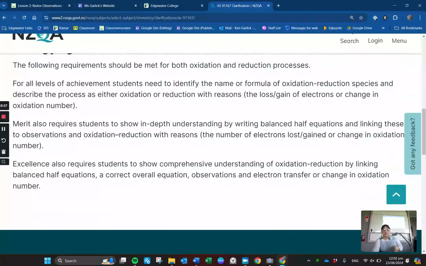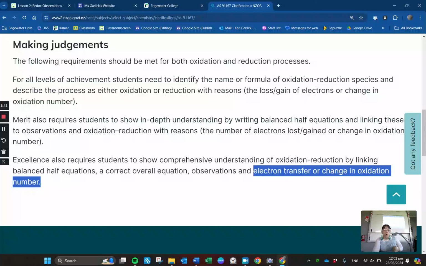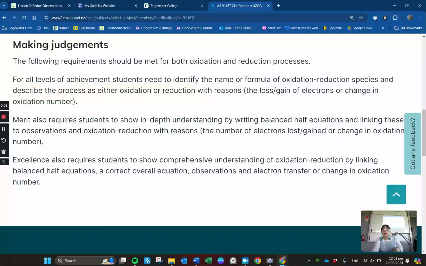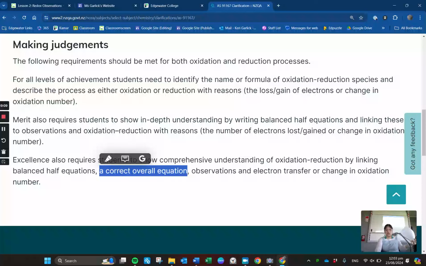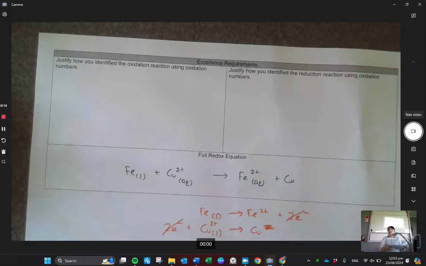For the excellence, you need to show a comprehensive understanding of redox by linking balanced half equations, a correct overall equation, observations, electron transfer, or oxidation number. So you don't actually have to do oxidation number in order to get excellence. If you've done this in the merit bit, you're fine. The only thing that's really different between the merit and the excellence is adding this balanced equation, which is what I showed here. So even if you don't do this, you can still get an excellence.